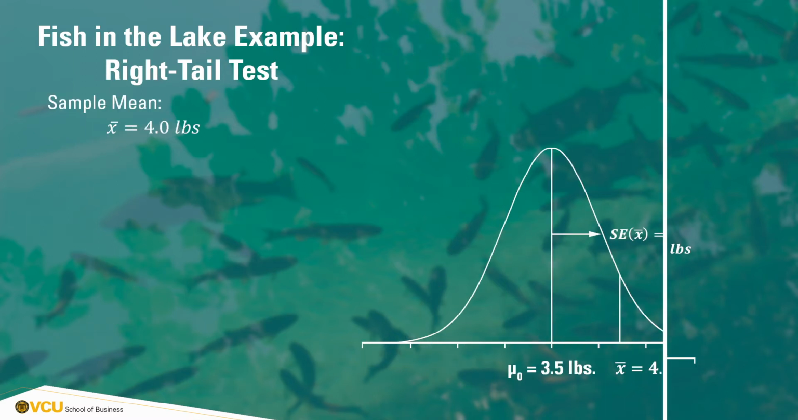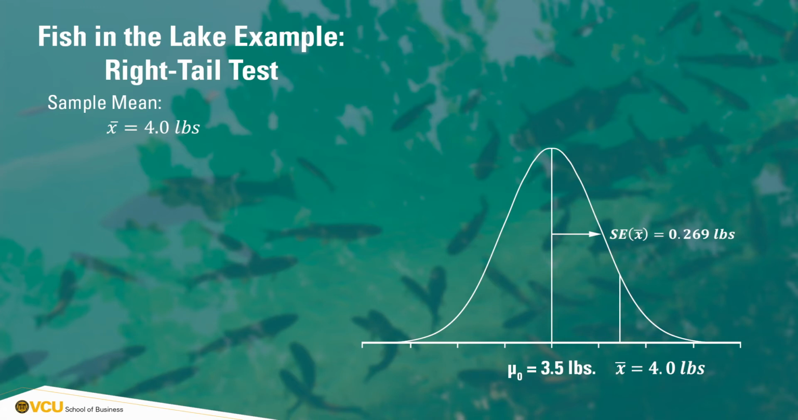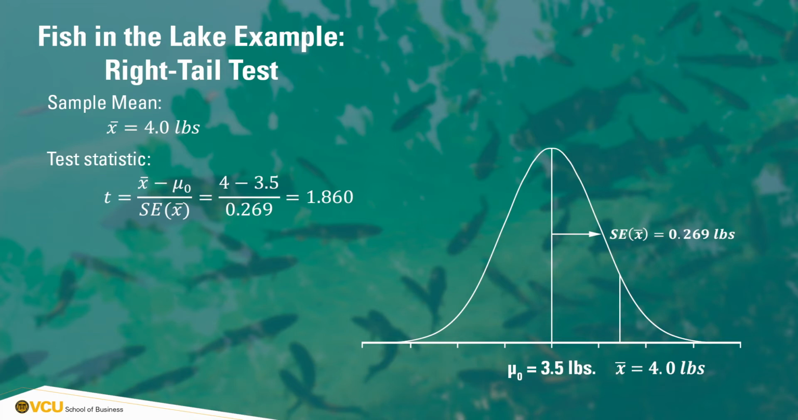Now we can place the sample mean of 4 pounds on the sampling distribution and calculate the t-statistic, which turns out to be 1.860. Because we are testing for an increase of the population mean and the alternative hypothesis contains the greater than inequality, then we just need to calculate the area to the right of t equal to 1.860 to obtain the p-value.